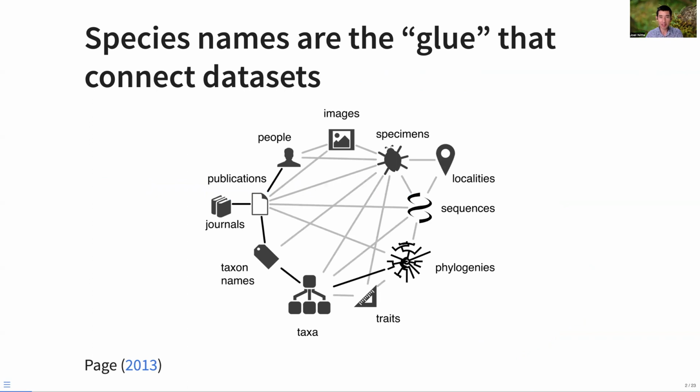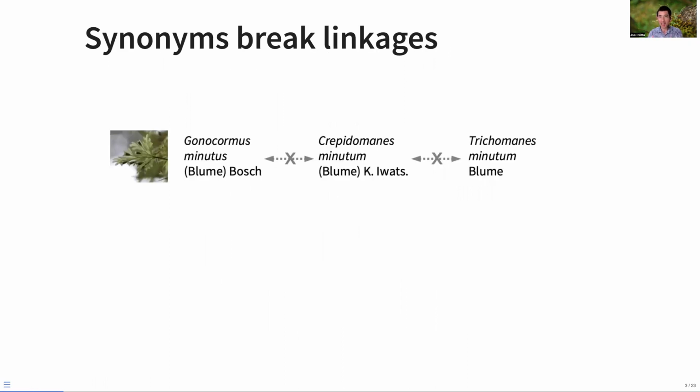So as biologists, species names are really important to us. That's because species names are the glue that connect datasets together, whether that be specimen records or DNA sequences or trait data. In order to join any of these together, we need to do that using species names. However, this is not such a simple thing to do. And that is because of synonyms, right?